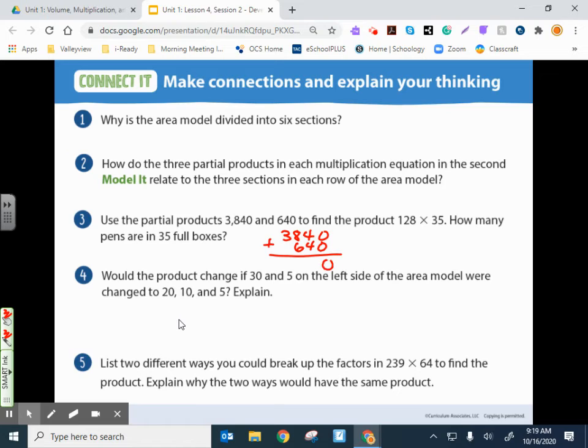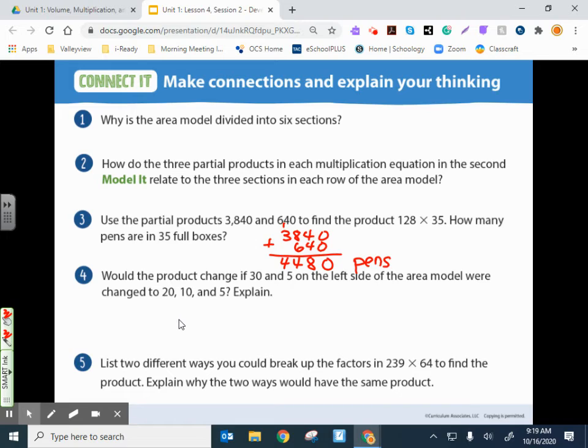Okay, so we got 0, we got 8. 8 plus 6 is 14, carry your 1. And 3 plus 1 is 4. So 4,480 pens. That's a lot of pens. But I'm sure they get lost over the course of the school year, and that's actually probably as much as we need in one classroom.